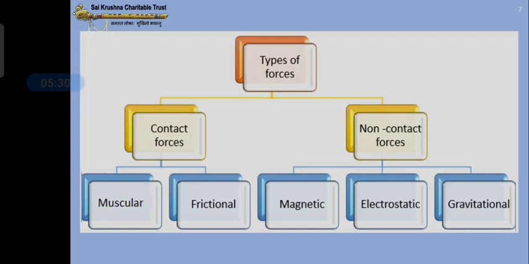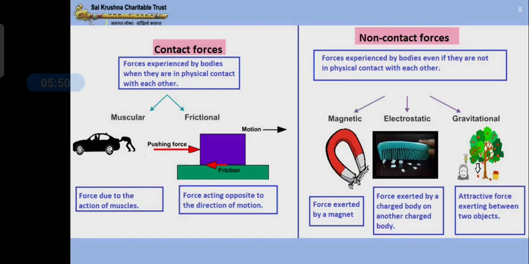Clear? Now, next, let's discuss the types of forces. So we have two types, contact force and non-contact force. Under contact force, we have muscular and frictional force, and under non-contact force, we have magnetic force, electrostatic force, and gravitational force. So what do you mean by contact force? Contact means in touch with the object. The forces experienced by bodies when they are in physical contact with each other are said to be contact force.